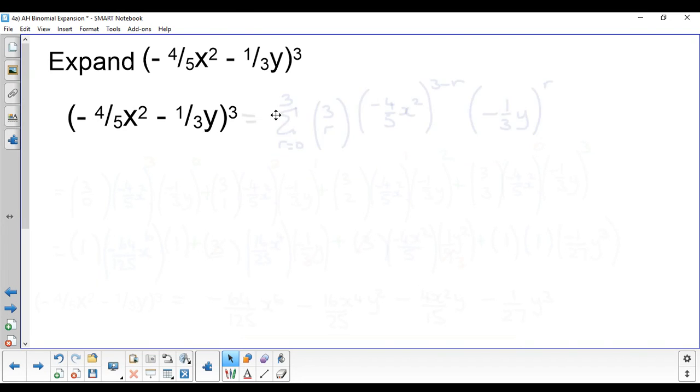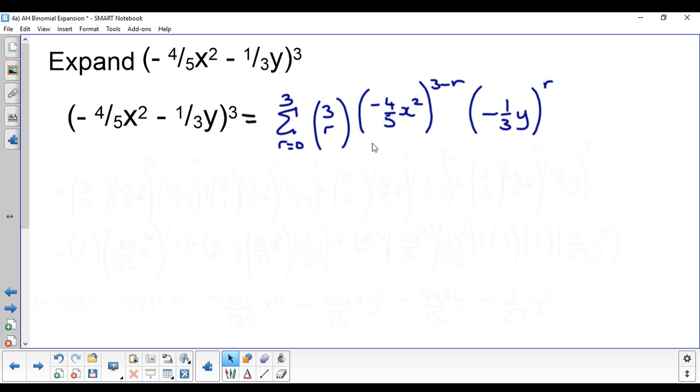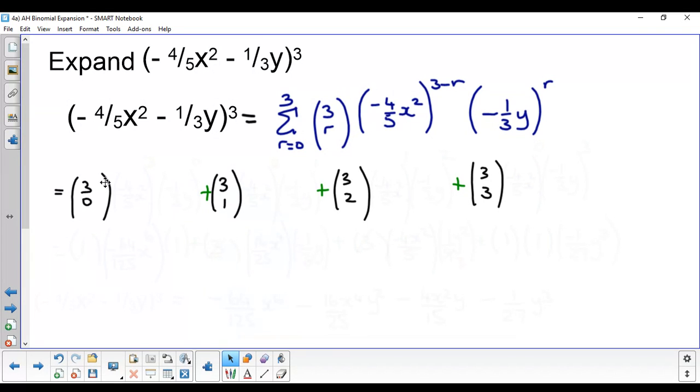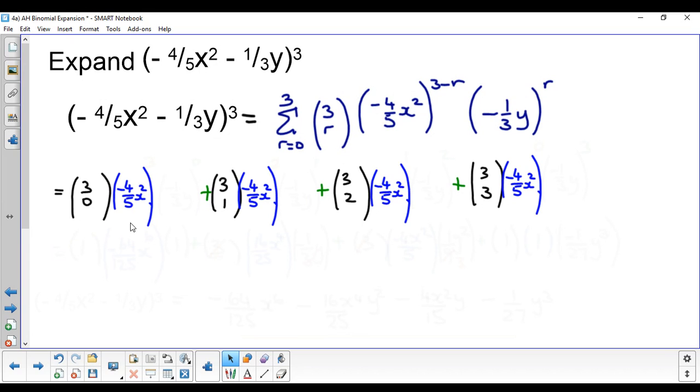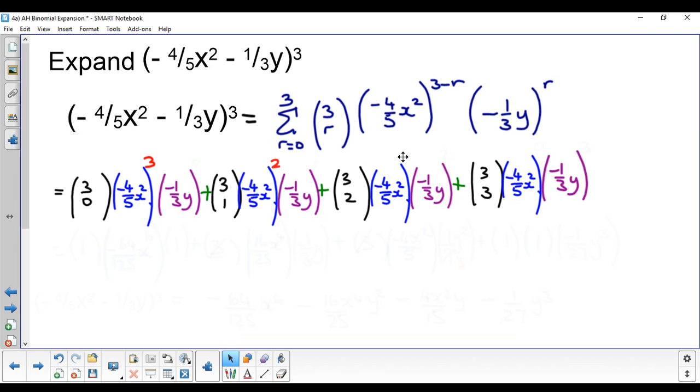We're going to do the exact same again. So we'll have minus 4/5 x squared all in the first set of brackets and minus a third y all in the next set of brackets. Exact same again. We'll have 30, 31, 32, 33. We'll have the minus 4/5 x squared. So I'm just putting all of that in. Minus a third y all in. And then go 3, 2, 1, 0, and then 0, 1, 2, 3. Just the same. It's just you've got to watch your signs and your fractions, okay?